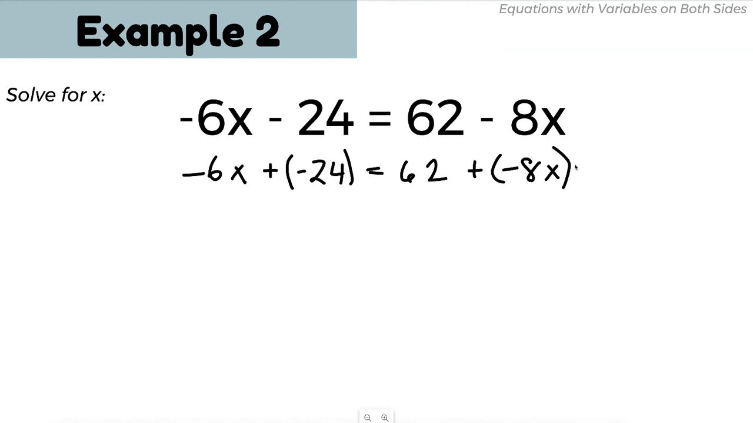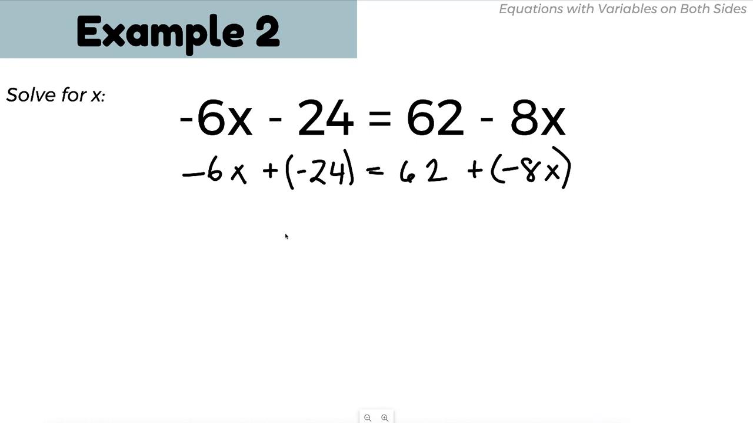So we've simplified everything. Now we need to remember our goal. Our goal is to get x by itself on one side. I have x's on both sides. I have constants on both sides. We've got to collect the x's together on one side and the constants together on the other. Something's got to move. You could move anything.